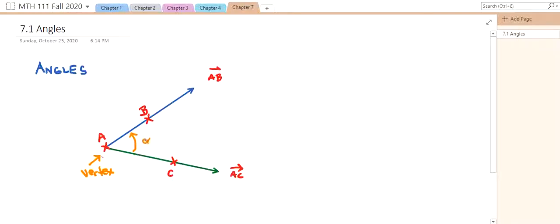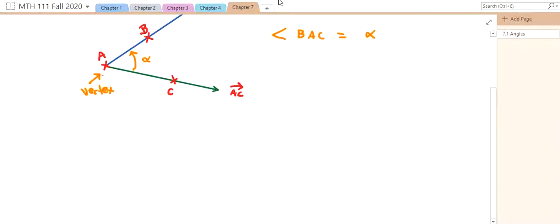Sometimes we'll label an angle with the Greek letter alpha. But in the past we were calling our angles angle BAC, which is the same thing as, let's just say, angle alpha.